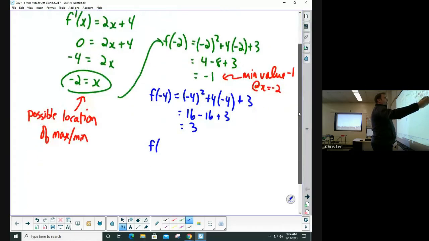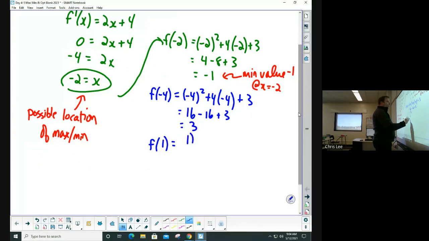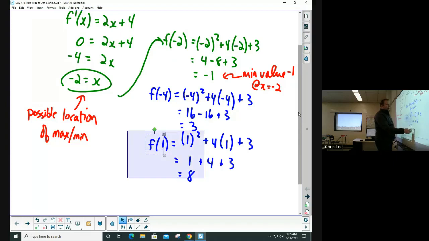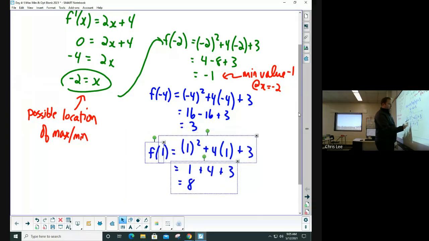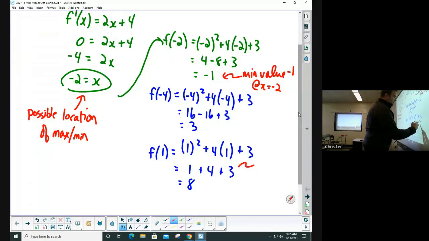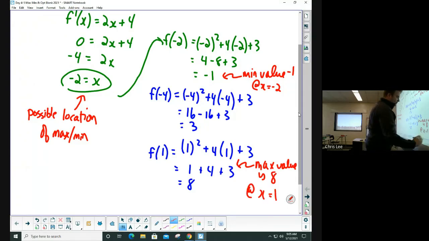So f at 1, plugging 1 into the original, gets us 1 plus 4 plus 3, and we get 8. So obviously at this spot, 8 is going to be a higher value than the 3. So it means that our max value is 8, and it happens at x equals 1.